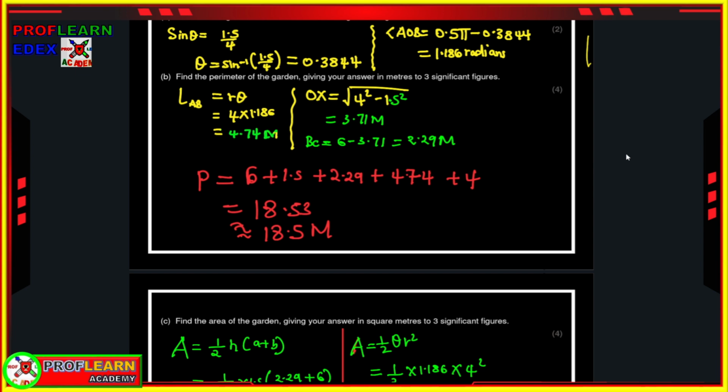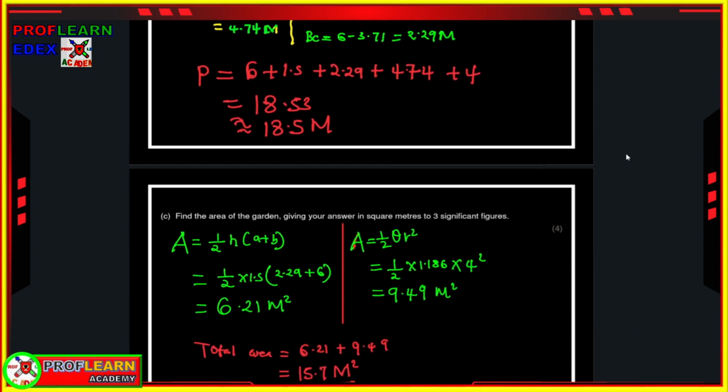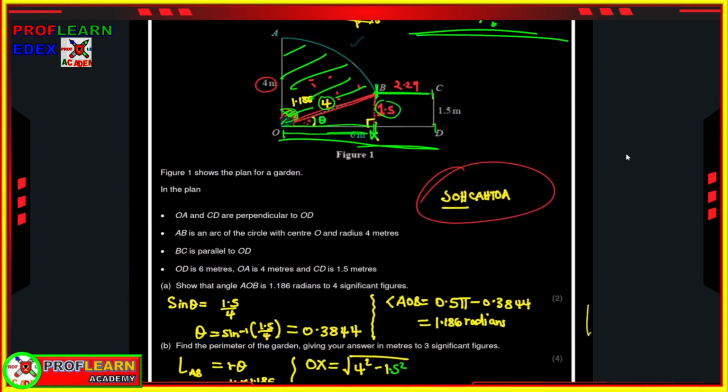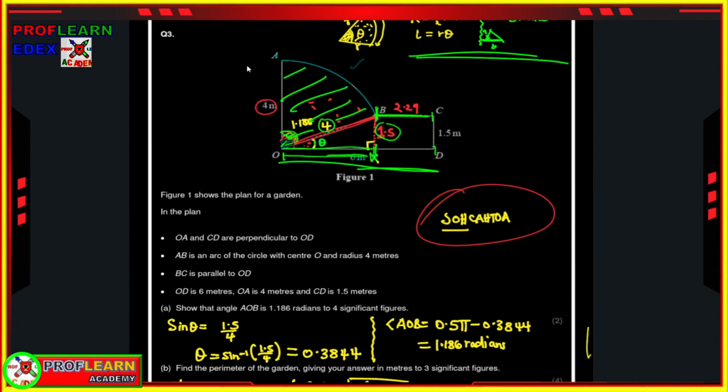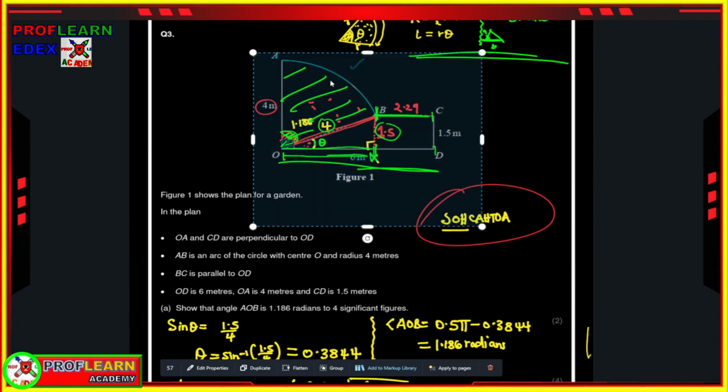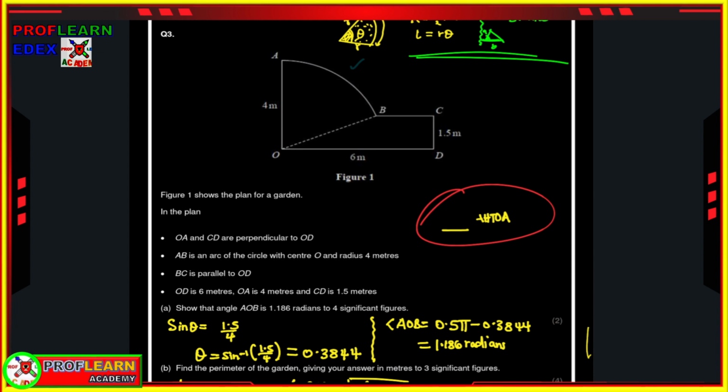We're supposed to find the area of the garden. Remember, we can find the area of this. Just remove everything here, because everything has become so messy. I can find the area of this trapezium. If I find the area of this trapezium and then add the area of this sector, then I'm done. As simple as that. So we have already gotten what this distance here is.